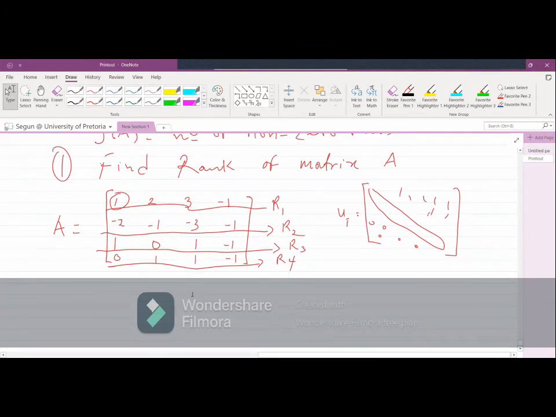Now, let's work on row 2. For row 2, the first entry to be 0, we want to work on row 2. So who can tell us what we are going to do to make the first entry of row 2 to be 0? Because that's our target. This entry.